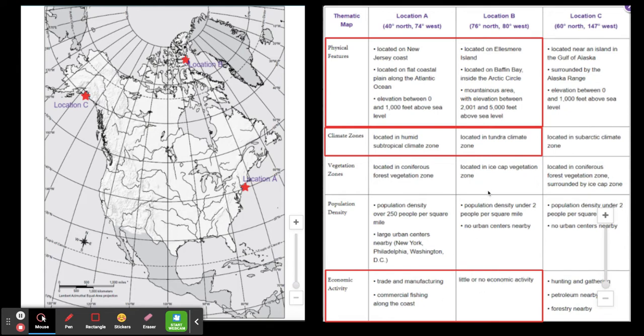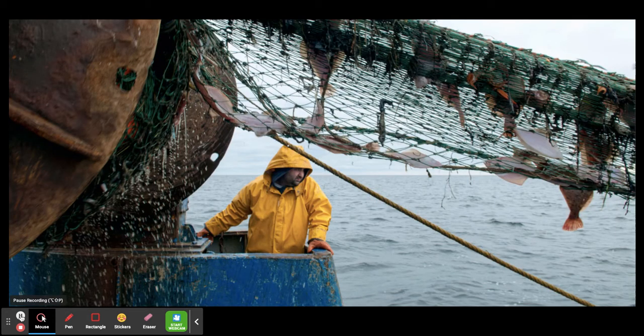So we need to make a claim. Based on physical features, climate zones, and economic activity, where do you think this picture was taken? Take another look at it for just a second.